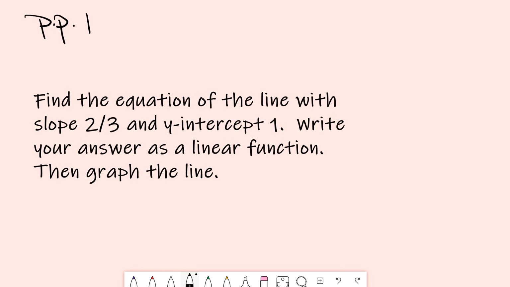So let's see. We're starting off with the easy ones, and I always have a tendency to take this with me. I just jot it down for reference. It makes it a little bit easier for me. And it's saying find the equation of the line with slope 2/3 and y-intercept 1 and write your answer as a linear function.